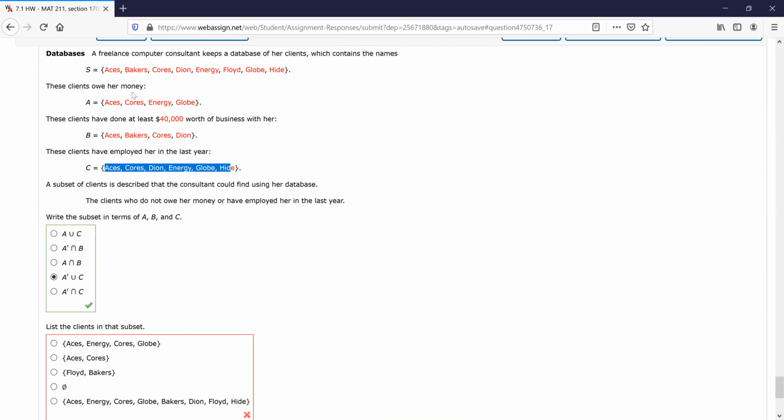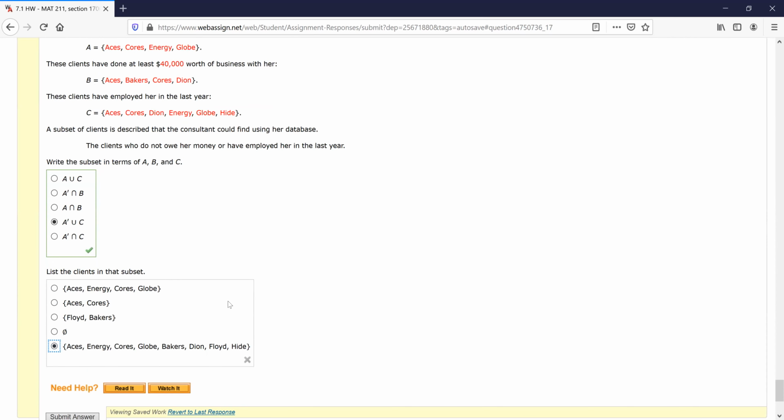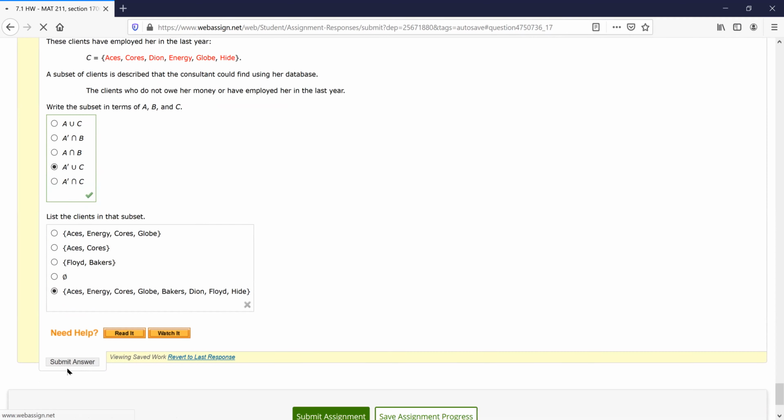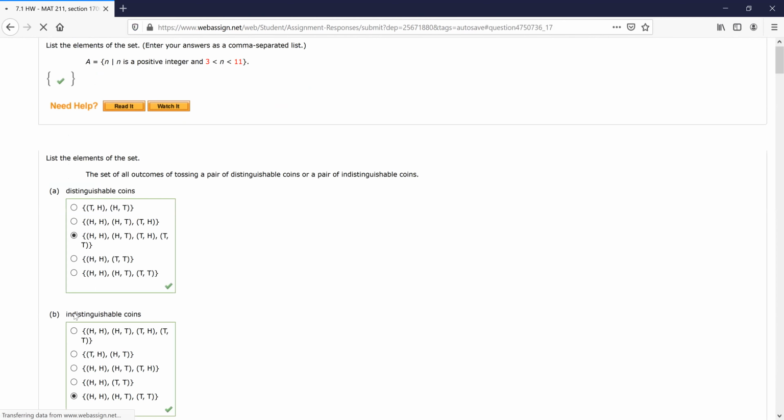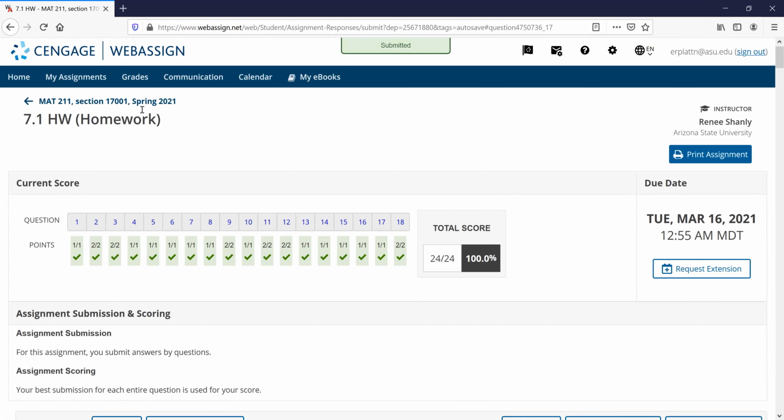So like Baker's is not in A, so you'd add that to the list down here. You can see how that one has Baker's in it. Coors is in the list. Dion's not in the list, but it is down here. Energy is in the list, you don't do anything. Floyd's not in A, and it's not in C, so you would add that to the list. That's why Floyd is in there, and so on. Okay, all right, so I think that takes you to the end of this one.